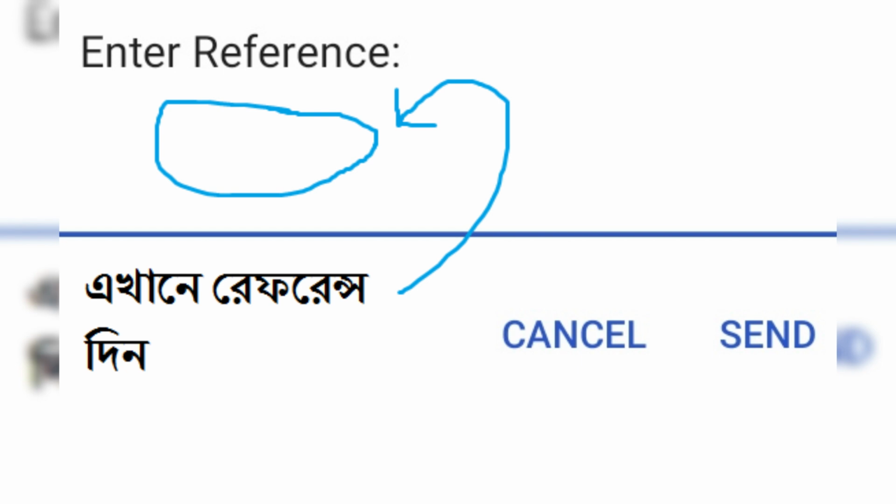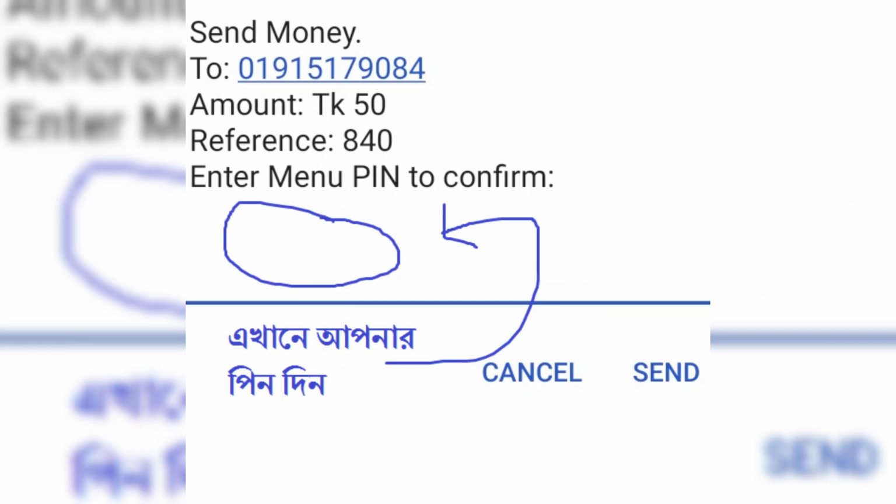And finally, check the details and if correct, enter your PIN to complete the transaction to the other bkash account. After submission, the money is instantly sent and both you and the receiver will receive a confirmation message.